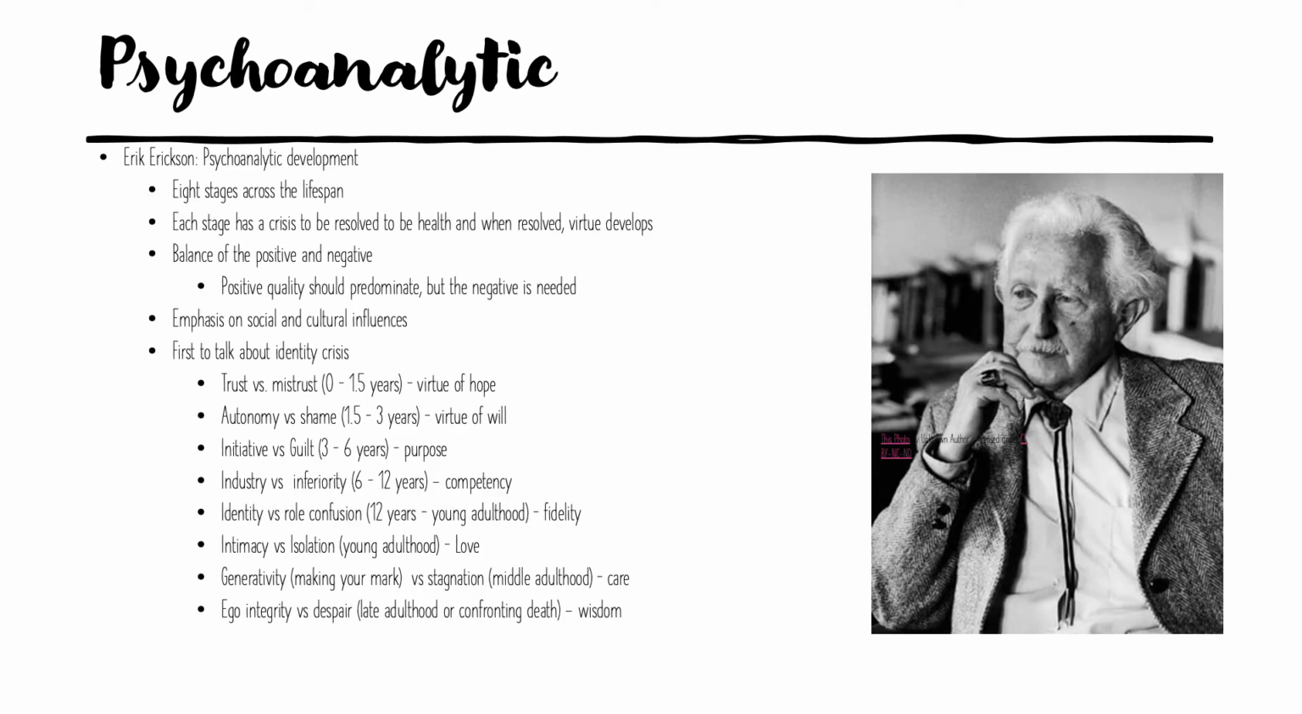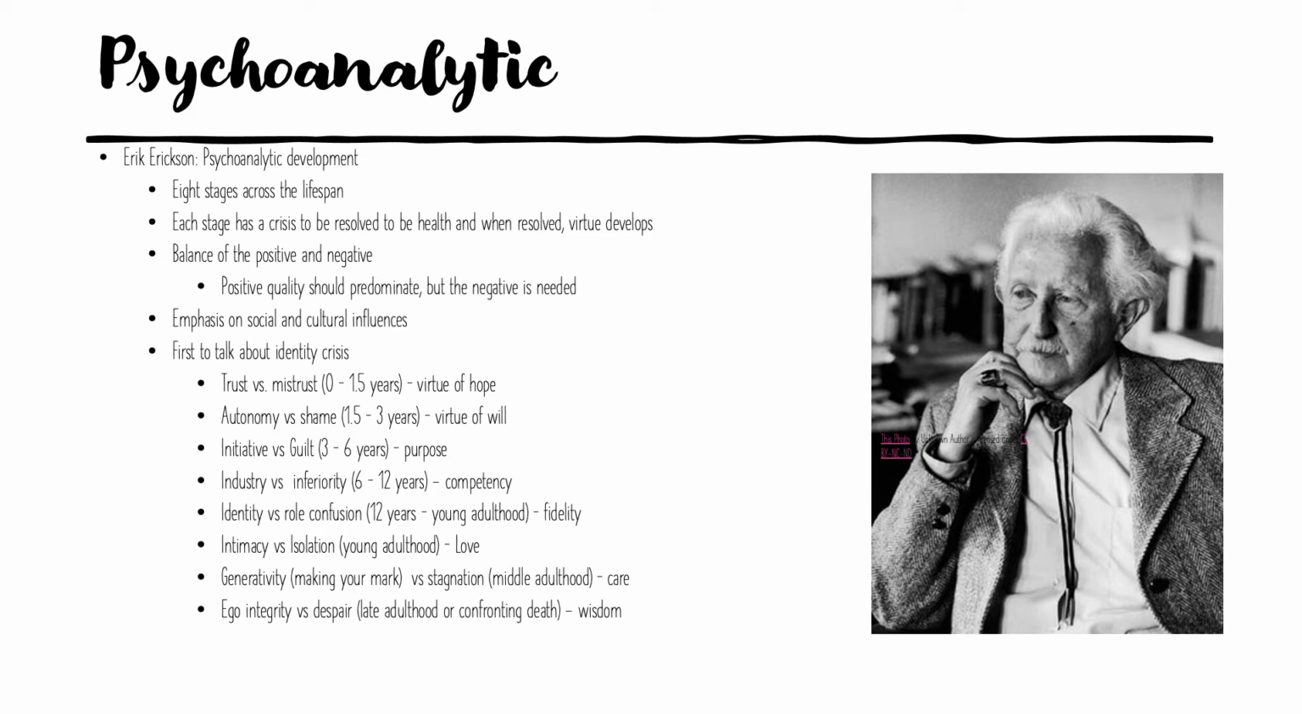A quick review then. Erikson had psychosocial development. There are 8 stages across the lifespan. Each stage has a crisis to be resolved, and when resolved, a virtue develops. Balance of the positive and the negative is important, with the positive quality predominating, but the negative is needed. His emphasis is on social and cultural influences.